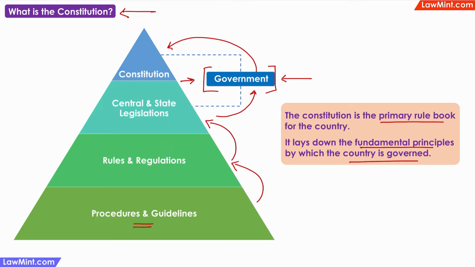To summarize, whatever may be the procedures and guidelines that we see around us, whatever may be the rules and regulations that we follow, or whatever may be the laws or statutes that are enacted by the government, all of them have to adhere to and stay within the framework of the Constitution. So, the Constitution is the primary rule book of the country.